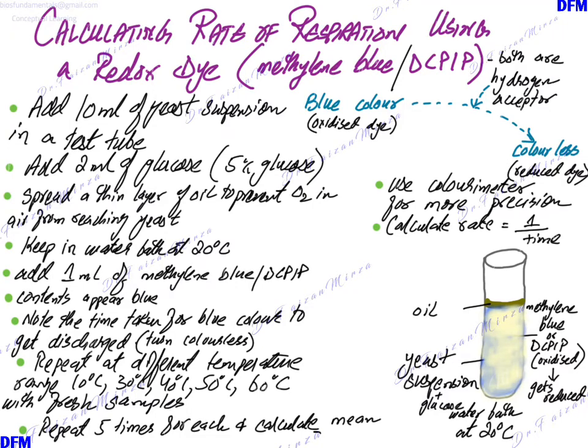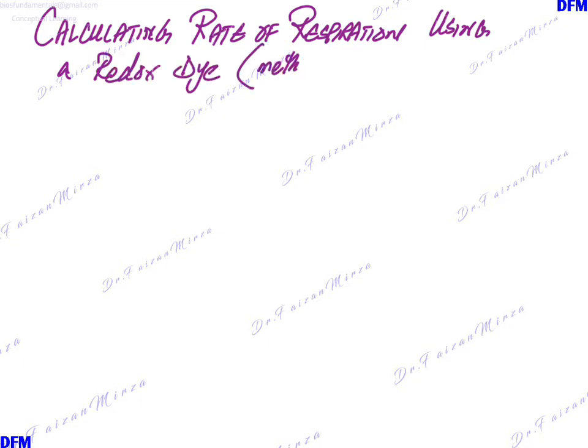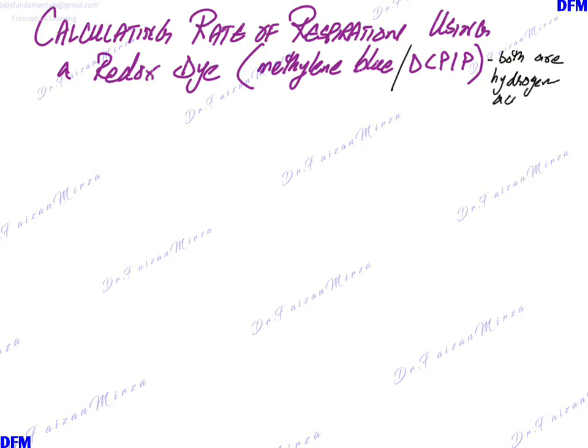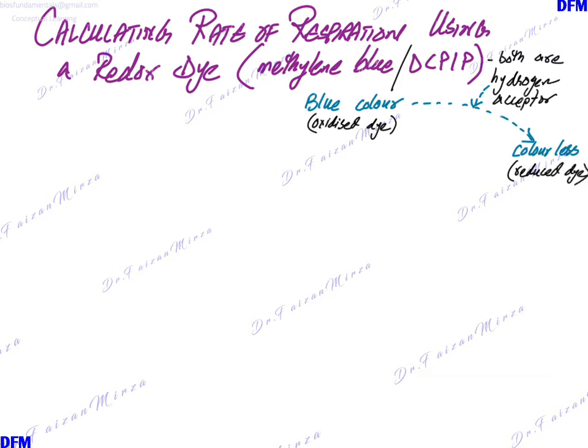I'm Dr. Faizan Mirza. I'm using DCPIP to measure the rate of respiration using yeast suspension, and DCPIP is a redox dye. So how can the rate of respiration be measured using DCPIP? I'll take yeast suspension and add DCPIP to it, or methylene blue, either can be used. Both are redox dyes and hydrogen acceptors, and they are blue in color, and when they accept hydrogen they turn colorless. So blue is the oxidized dye and colorless is the reduced dye.